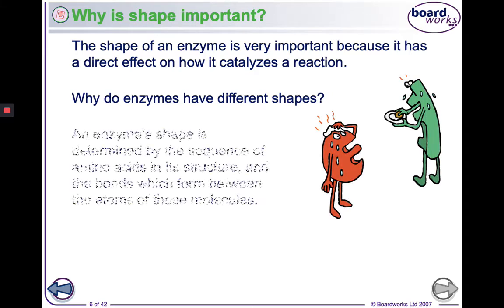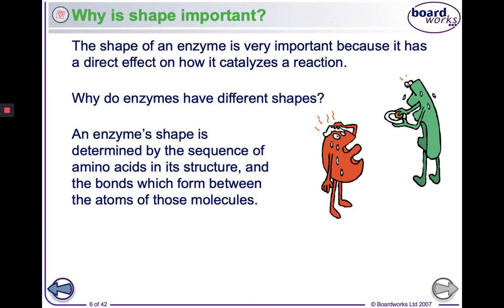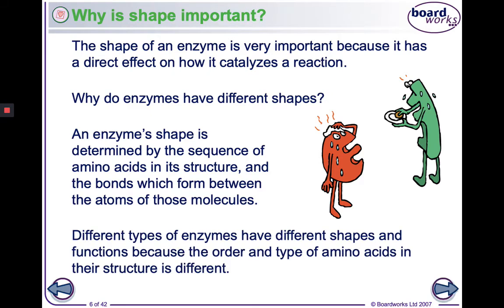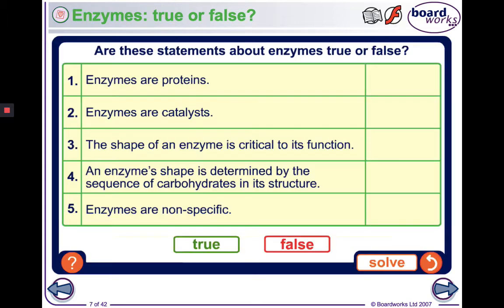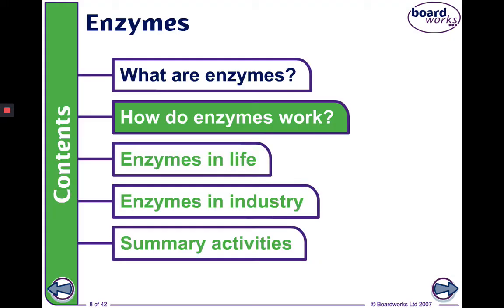Why do enzymes have different shapes? An enzyme's shape is determined by the sequence of amino acids in its structure and the bonds which form between the atoms of those molecules. Different types of enzymes have different shapes and functions because the order and type of amino acids in their structure is very different. So you're going to answer this question about enzymes, true or false.